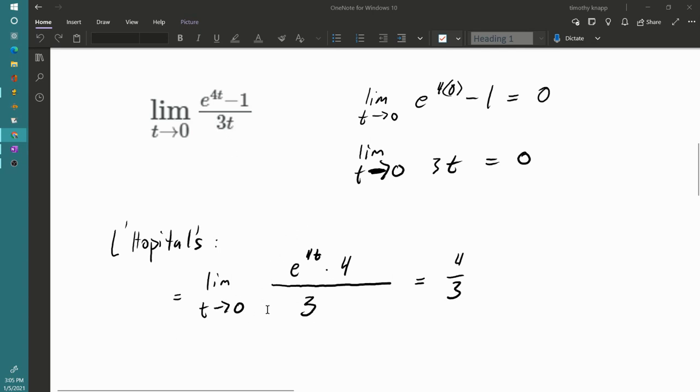And now this is my new limit that I want to test out, where as I make t approach 0 here, I'm getting e to the 0 times 4, or 1 times 4, over 3, giving me a 4/3 on my limit. So previously it was a 0 over 0, and we discovered the actual limit is going to be 4/3 due to L'Hopital's rule. Okay.